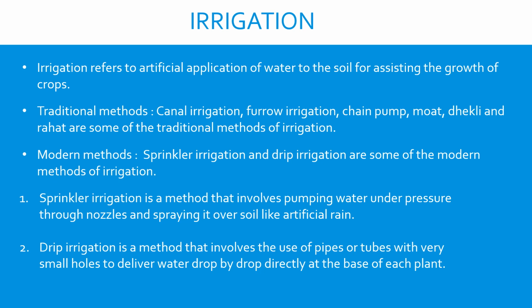Rainfall is one of the main sources of water for the crops, but we can't depend on rainfall for growing crops. So we have other ways of supplying water to crops, traditional methods and modern methods also. What is the definition of irrigation? Irrigation refers to the artificial application of water to the soil for assisting the growth of crops.